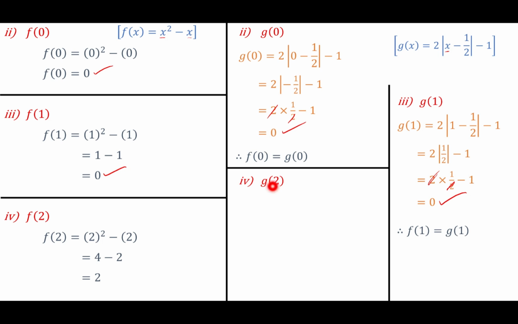Now, g of 2 means in place of x, I will write 2. So 2 minus half is nothing but 3 over 2, mod of 3 over 2. Mod of 3 over 2 is 3 over 2 only. And here, numerator and denominator, you can cross out 2 and 2. And 3 minus 1 is 2. Now, g of 2 is 2 and f of 2 is also 2, which means f of 2 is equal to g of 2. So what we justified is that function f is equal to function g.